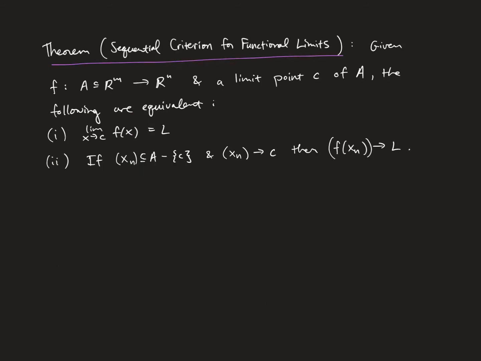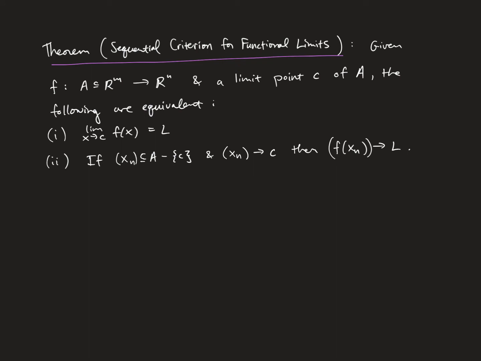All right, so here's the theorem. This is the sequential criterion for functional limits. It's just an equivalent way of talking about the limit of a function as you approach a particular point. We have some domain A in R^m, a function from that domain to R^n, and a limit point c of the domain. Then the following statements are equivalent. The limit as x approaches c of f of x equals L, as we've been discussing. And then this other statement.